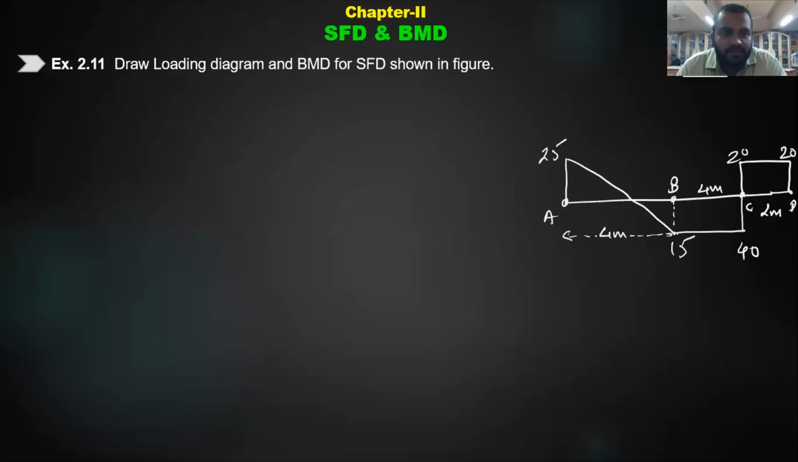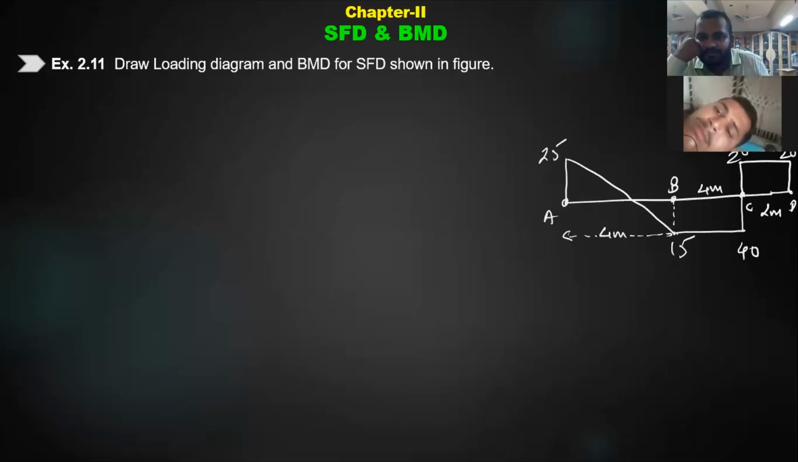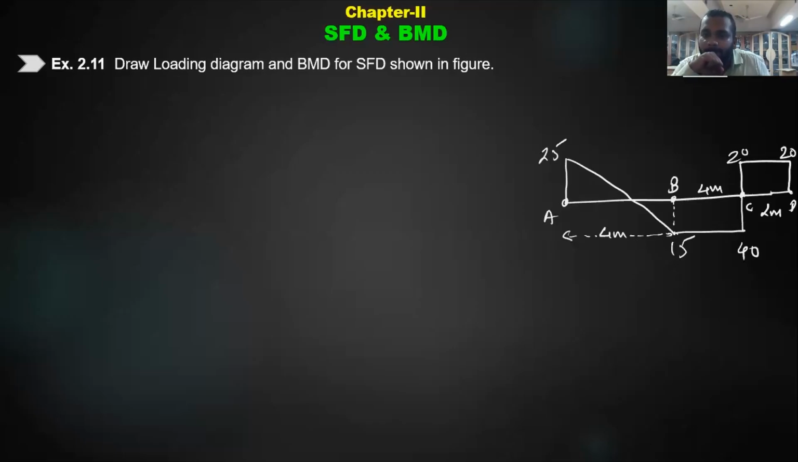So we have the next question listed here. Draw the loading diagram and the BMD for the SFD shown. Here the SFD drawing is already given to you. You have to identify what kind of loading diagram it will have and what the BMD is. Can anybody look at the diagram and tell me what is going to be there in the loading diagram? Which kind of beam is it? Sir, first will be uniformly distributed. Yes, A to B.